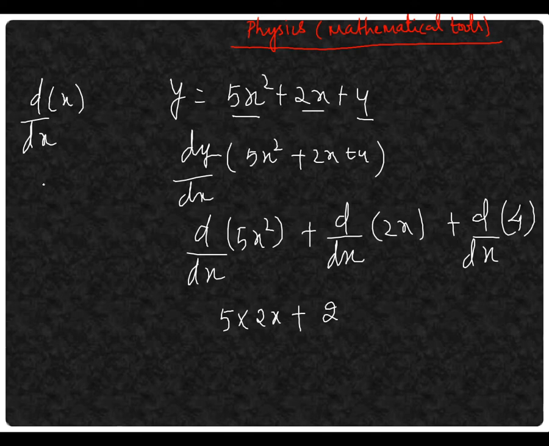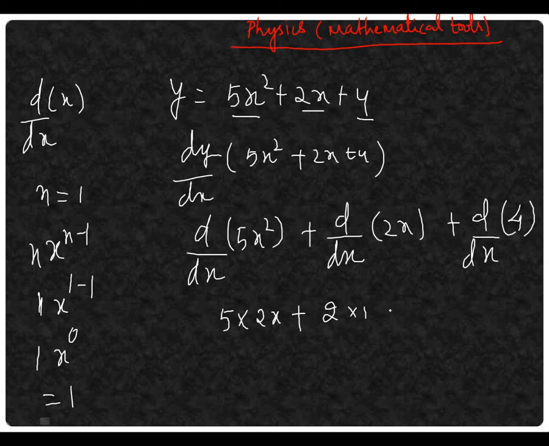dy by dx. Here n is equal to 1. The formula is n x to the power n minus 1, so 1 x to the power 1 minus 1, 1 x to the power 0, which equals 1. So the differentiation of x is equal to 1. Then we add the differentiation of the constant. It is a constant, so the differentiation of the constant is 0.